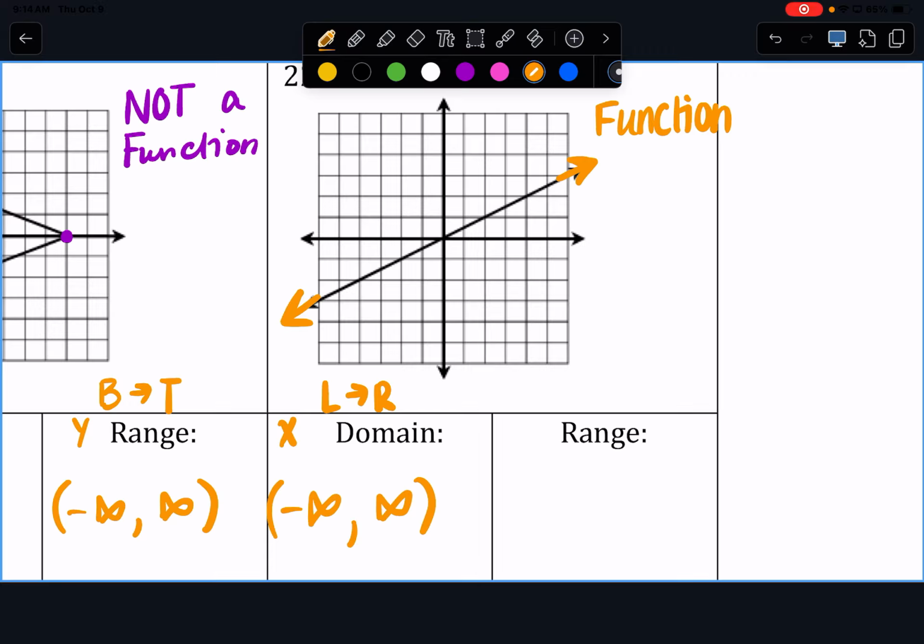Now, range. Range is our y values. We're going bottom to top. So does this graph ever stop going down? So that means negative infinity. Does this graph ever stop going up? So it goes to positive infinity. So that is our domain and our range.